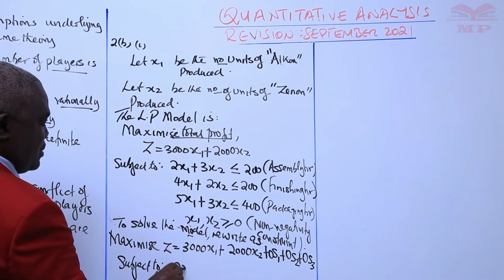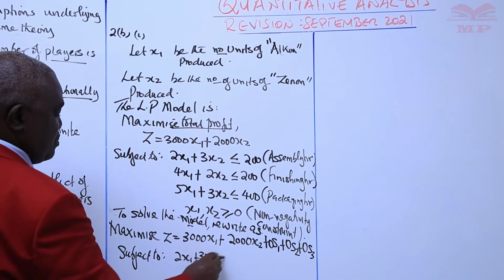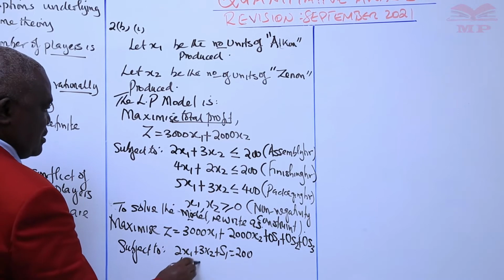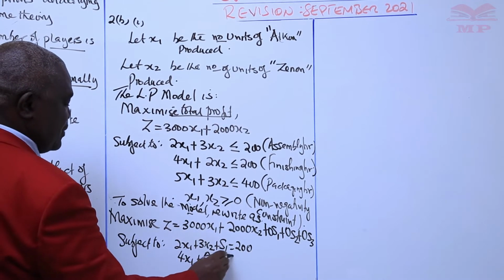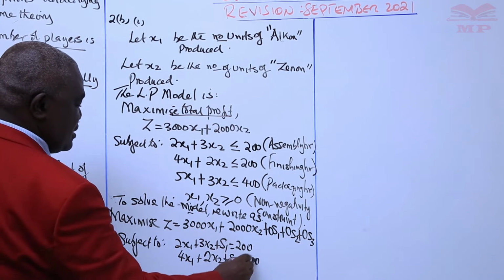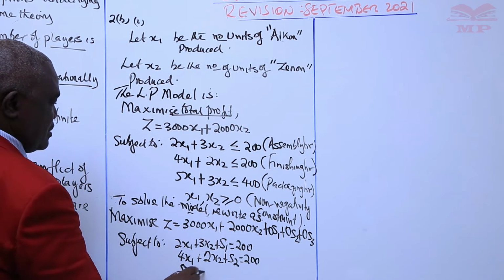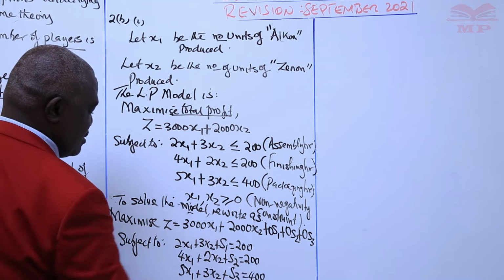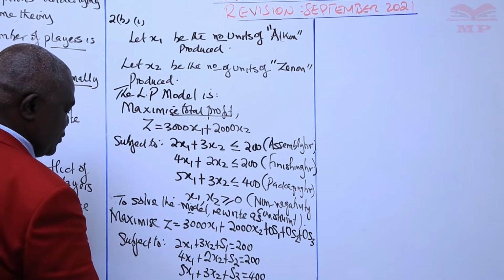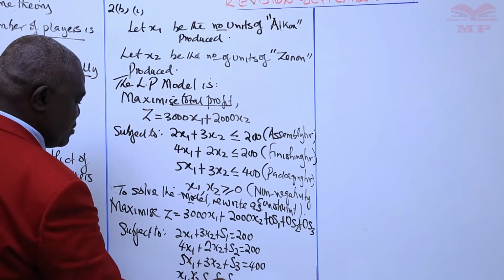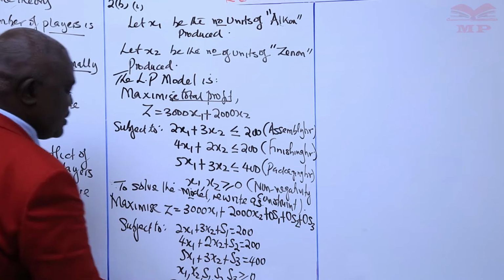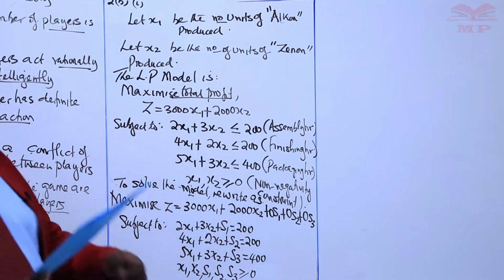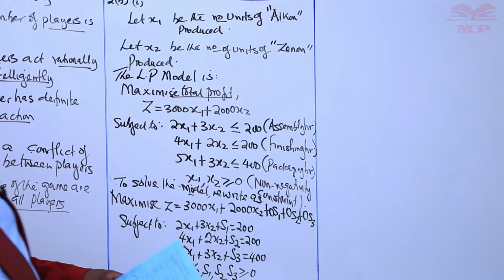we have 2x1 plus 3x2 plus s1 must be now 200. Another one, 4x1 plus 2x2 plus the second slack variable must be 200. We have finally 5x1 plus 3x2 plus s3 must be 400. What condition prevails? x1, x2, s1, s2, s3, they are all non-negative. This is the standard form which you now write as the so-called LP model to be solved by the simplex method.